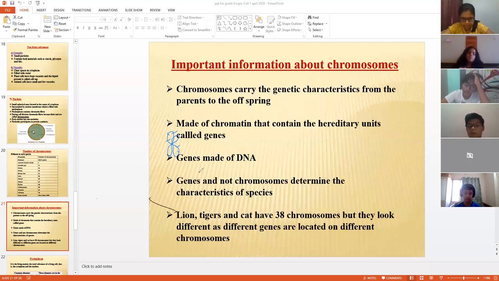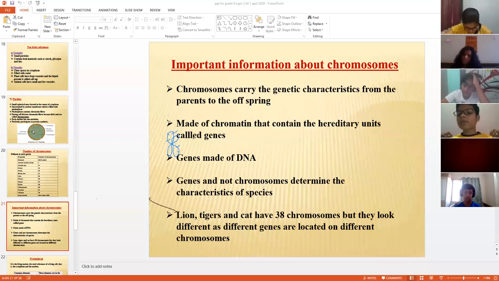That means the genes, and not the chromosome, determine the characteristics of a species. Now, if someone says that you look like your father, or you look like your mother, that means that particular gene has come to you from your father, or from your mother. So that is the meaning of a gene. And those genes are present on this shape, which is called a chromosome.